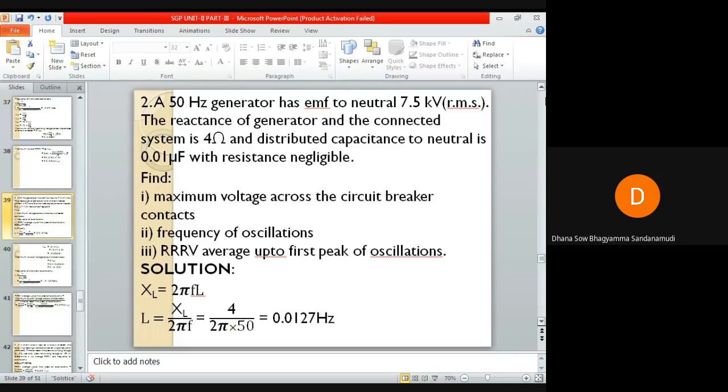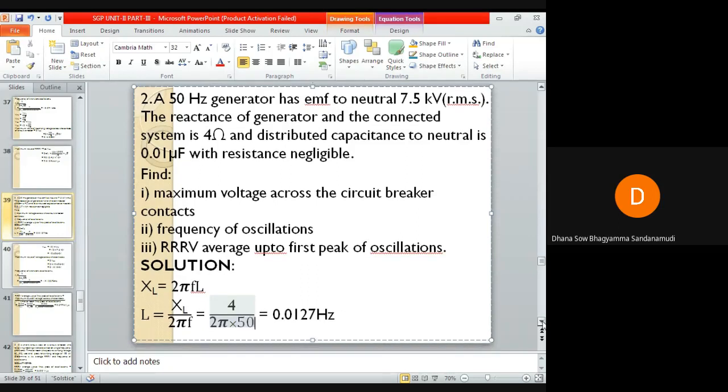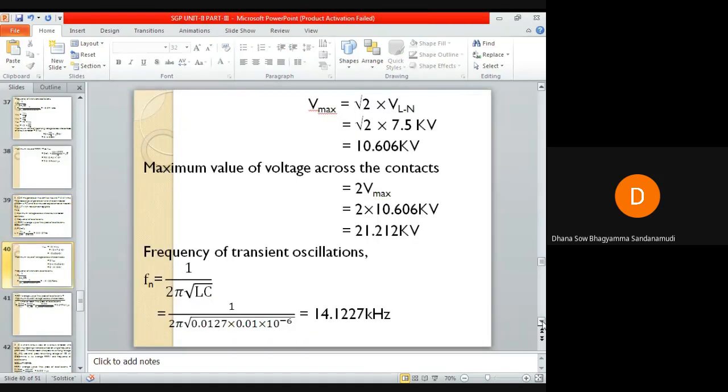Yeah, the C value is 0.01 microfarad. So I have written 0.01 into 10 power minus 6. Okay, so 1 by 2 pi root of 0.0127 into 0.01 into 10 power minus 6. You just solve it using your calculator. You will get 14.1227 kilohertz.